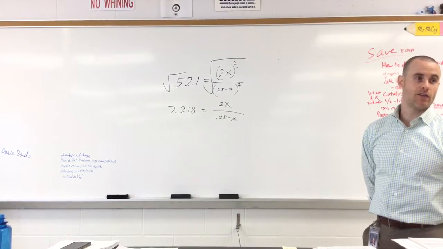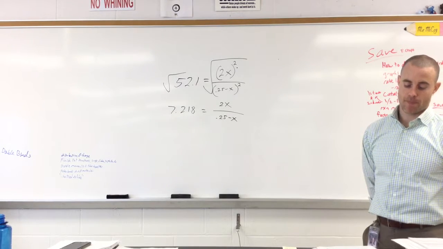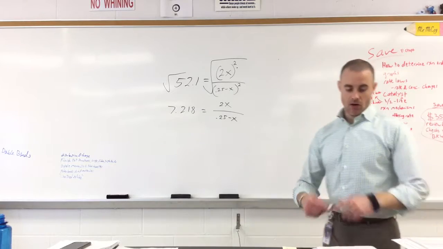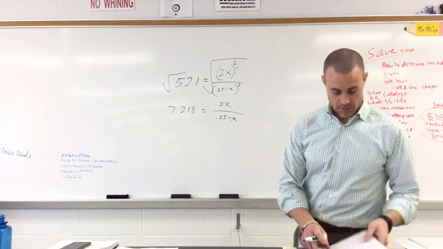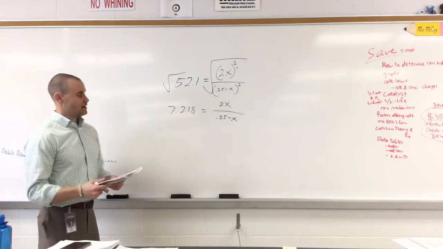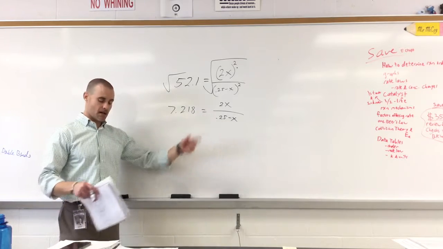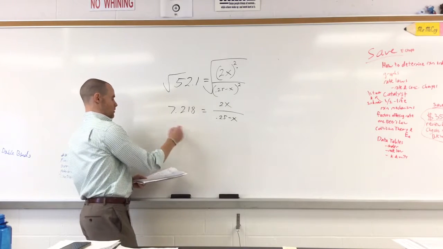Anybody have an x value yet? Yeah, 0.195. Yeah, I got 0.196. Good. 0.196. Honestly, I know everybody can do this, so if you made a mistake, that's fine, but just be careful when you cross multiply here. I'm just going to write out the next step.